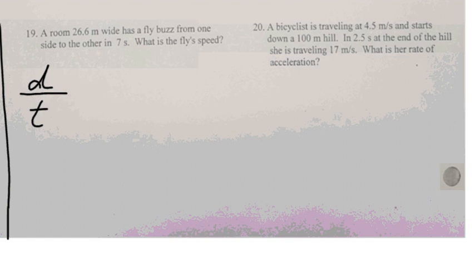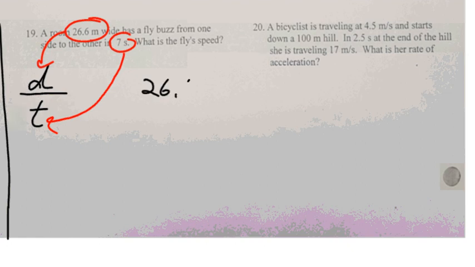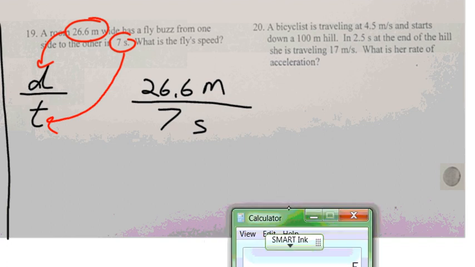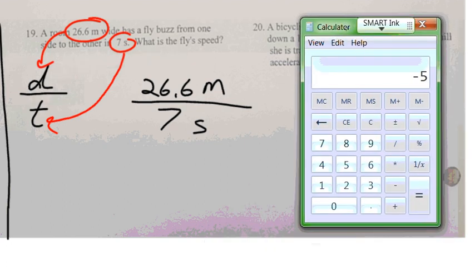We can plug in the numbers. So we have 26.6 meters divided by 7 seconds. With our calculators at the ready, we take 26.6 meters divided by 7 seconds to give us 3.8 meters per second.